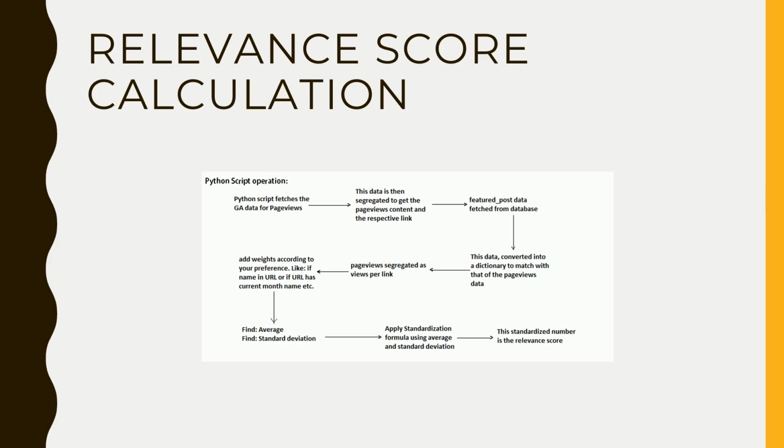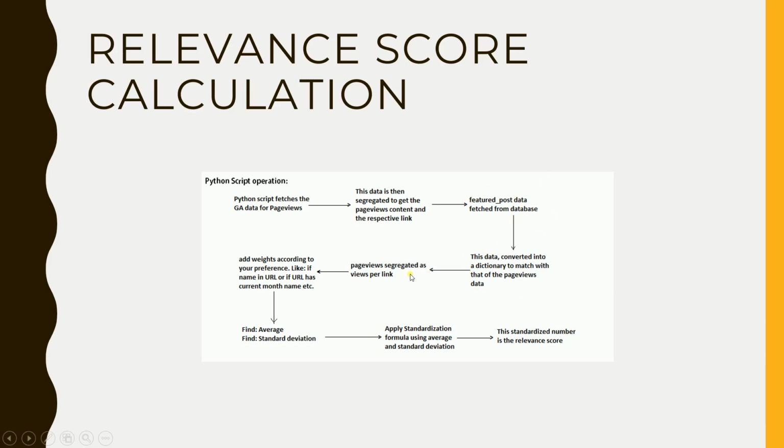After searching, I worked on calculating the relevance score for featured posts on Holidify. So how it worked was, the Python script fetched the GA, that is the Google Analytics data, for the page views. This data was then segregated in CSV to get the page views content and the respective link. The featured post data was fetched from the database, that is the data that was earlier shown at the Holidify website. This data is converted into a dictionary to match with that of the page views data.